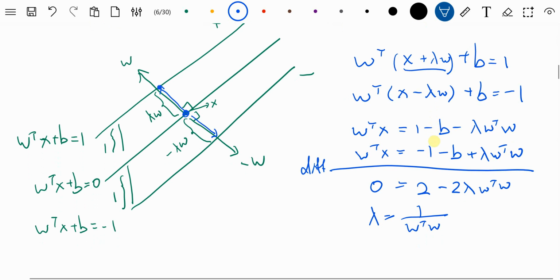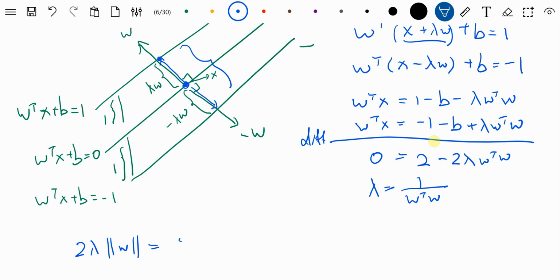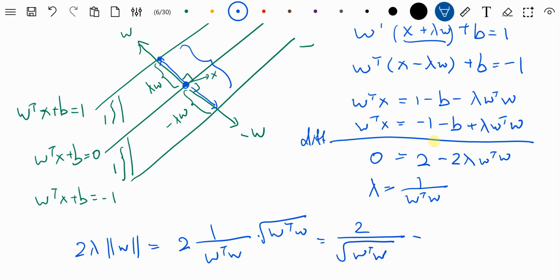So now we have the lambda already, so we need to figure out the total length. It's just 2 times lambda times the length of W. So we can write this out: 2 times whatever that is, and the norm, the length of W, is just the square root of W transpose W. So one of them gets cancelled out. That's why you get this expression here, which is equal to the margin.